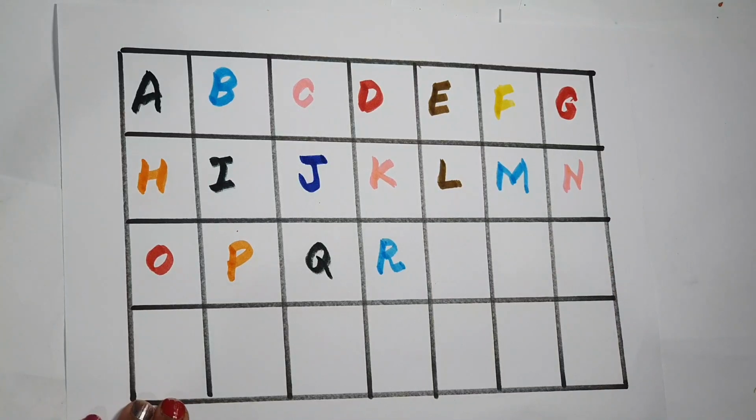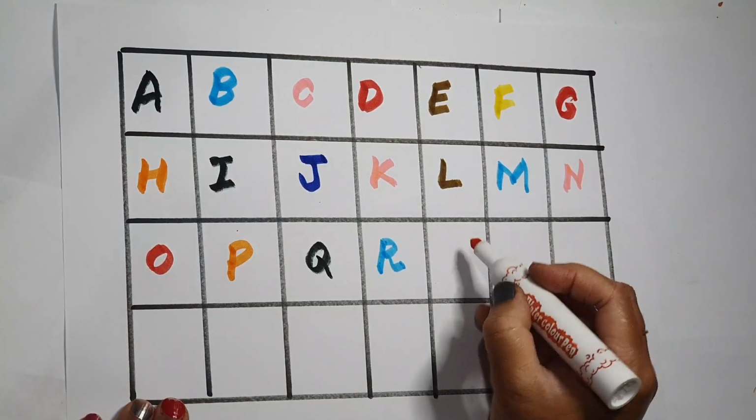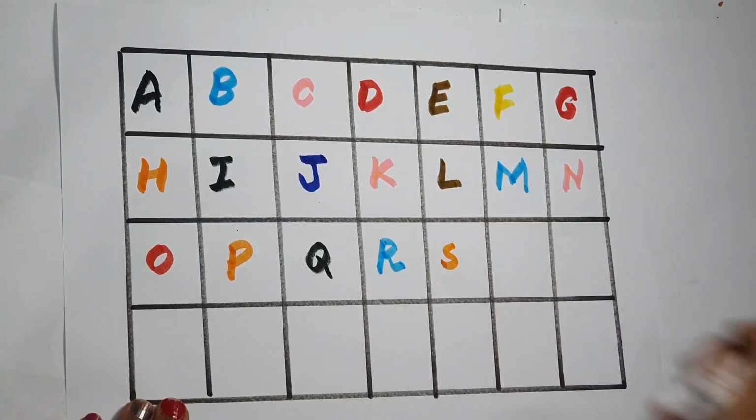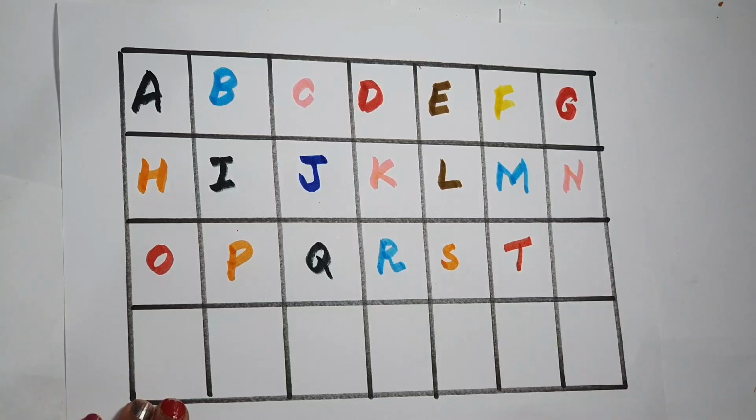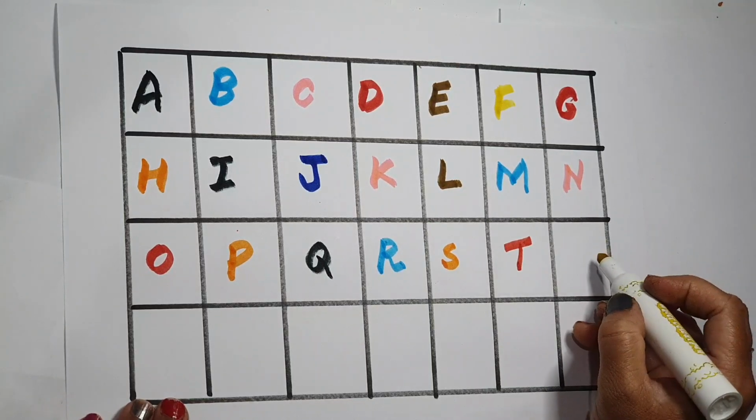R. R for ring. S. S for star. T. T for tomato.